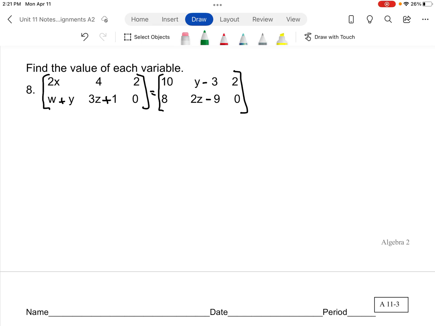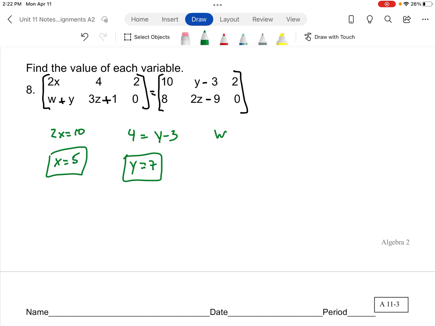So not too bad. 2x has to be equal to 10. If you solve that, we'll get x is 5. There's my x, all right? Well, I'm not going to go and solve w plus y equals 8 yet because I need to know what y is. So I'm going to solve for y next. So I'm going to say 4 equals y minus 3. Solve that. Y is 7. Okay. Now I can use it. So I'm going to say w plus 7 equals 8, so W must be 1.